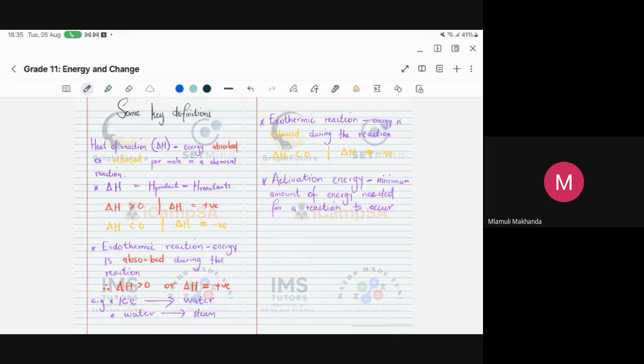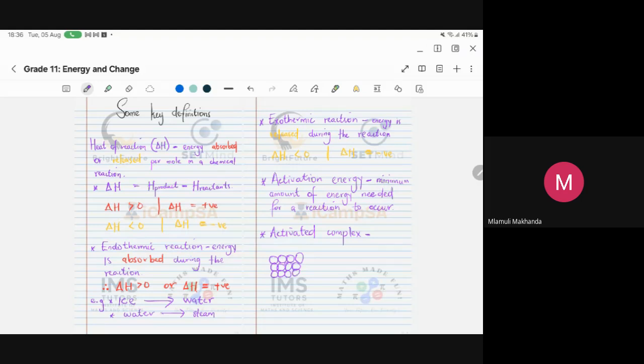Now, let's go to the last definition I'd like to show you, the activated complex. This is usually called an unstable transition state from reactants to products in a chemical reaction. So what does it mean? Remember, the particles in a solid are usually like this, just to make an example. They're tightly packed. If you remember in grade 10, they said a solid has tightly packed particles.